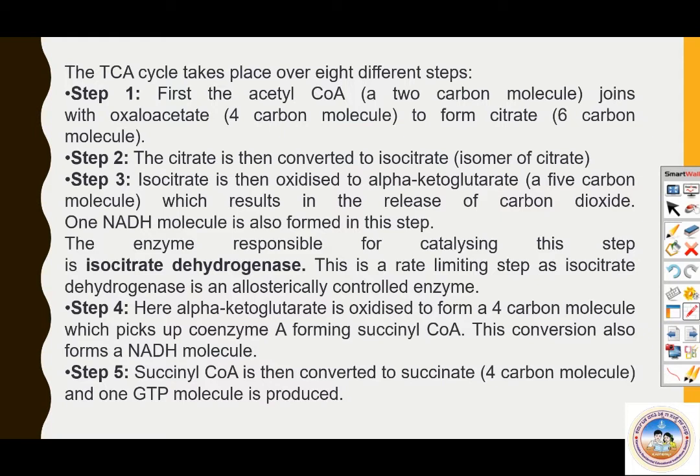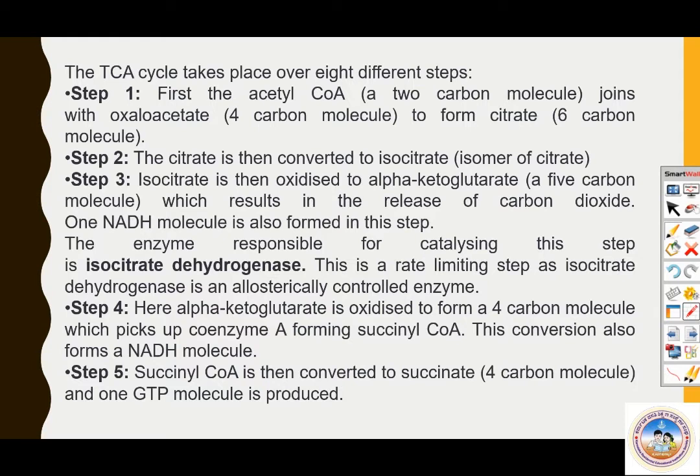Step 1, the acetyl-CoA joins with oxaloacetate. Now, the point is over here: where does acetyl-CoA come from? It comes from the pyruvate. Okay. To form the citrate. Now, second step, the citrate is then converted into isocitrate.